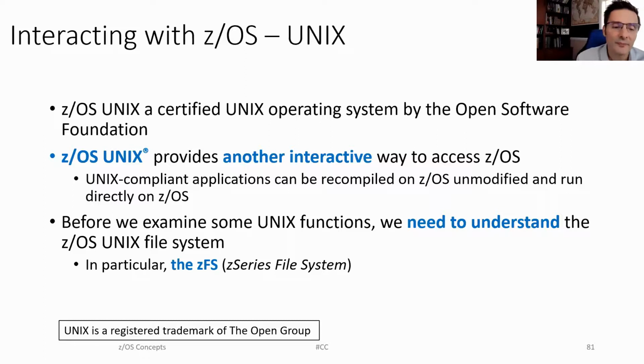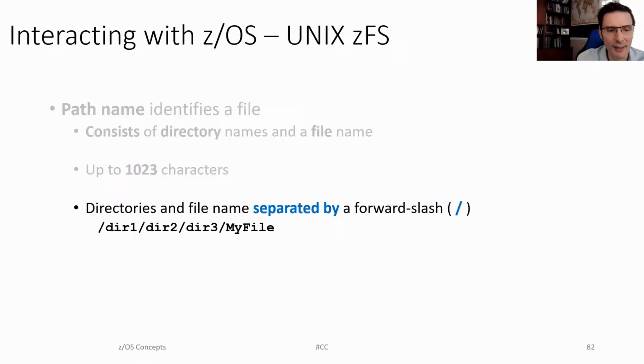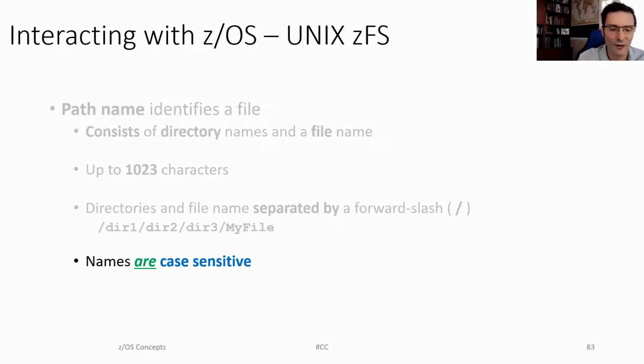And so in this case, we'll talk a little bit about ZFS. So ZFS has traditional file names. And so when you have a ZFS file, it looks just like any other Unix file. You have a directory structure and you have the name of the file. This name of the entire path, including the file name, can be up to 1,023 characters. Very powerful. And again, like in Unix, the names are case sensitive.